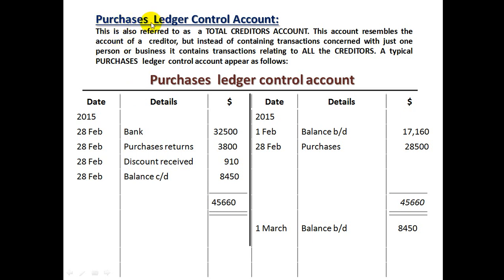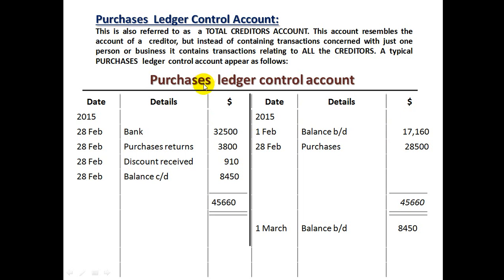Let's see the other important account, the purchases ledger control account, which can also be referred to as the total creditors account or the payables account. This account resembles the account of a creditor, but instead of containing transactions concerned with just one person or business, it contains transactions relating to all the creditors. A typical purchases ledger control account appears as follows. The balance will come on the credit side. If we have both the balances, debit and credit, then they will be entered on both sides.